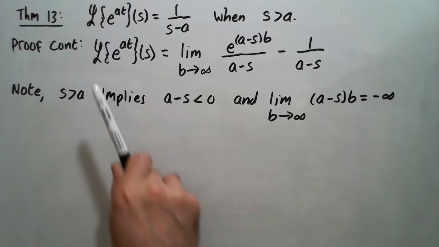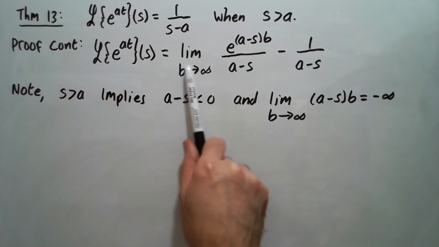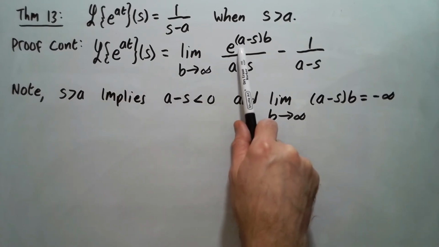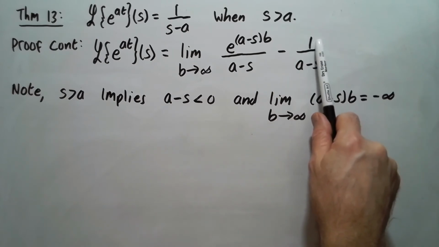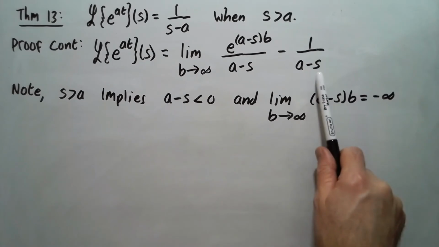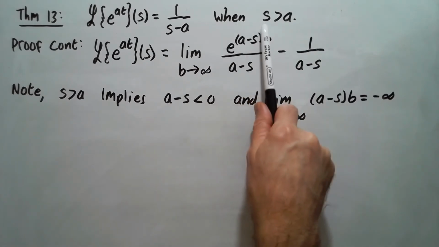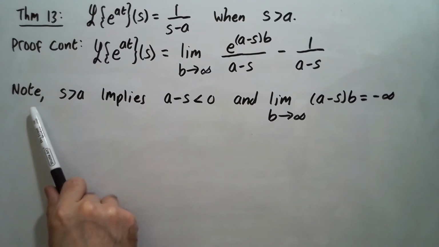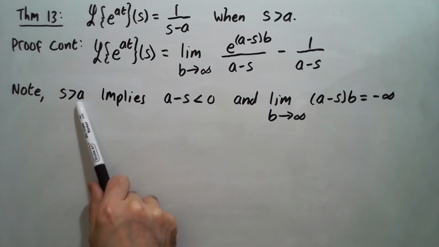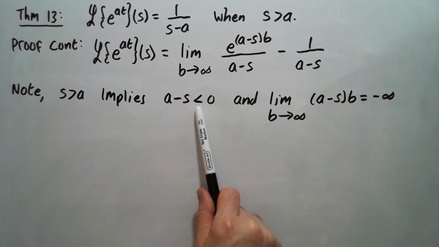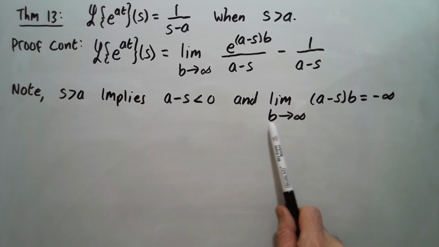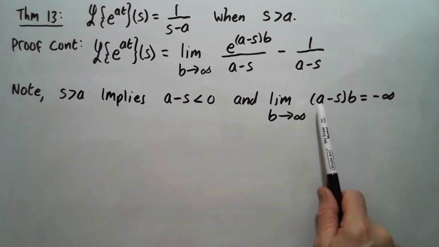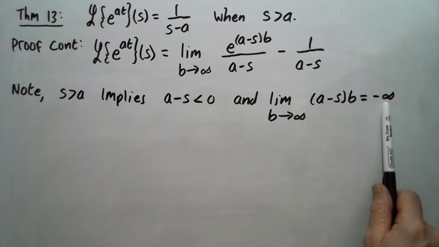Okay, so here's where we left off. We had our Laplace of e to the at equals the limit as b goes to infinity of e to the a minus s b over a minus s, minus, it was e to the 0 here, but e to the 0 is 1, so it'll be 1 over a minus s. And we added the condition that s is greater than a. So note then, s greater than a means that a minus s is less than 0, and a minus s times b, if b goes to infinity, since a minus s is negative, would mean that this is going to negative infinity. Okay, so let's keep going then.